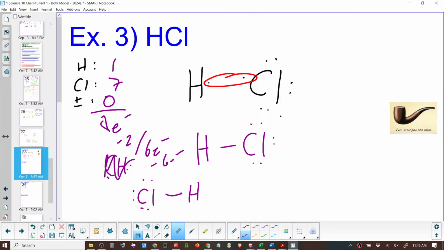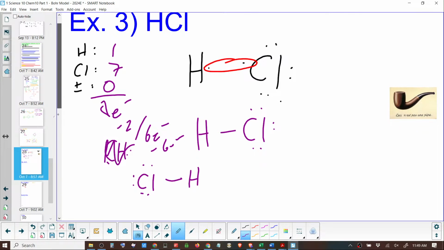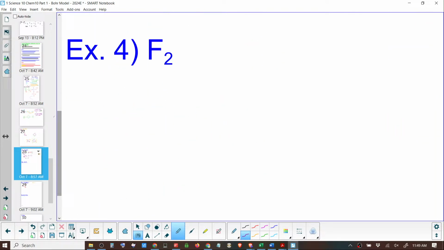This method is way easier for these, so I encourage you to do it. However, there's going to be one where if you know this method, it's going to work out a little bit better. But until that time, do F2. So erase what you got. Now try the same thing with F2.